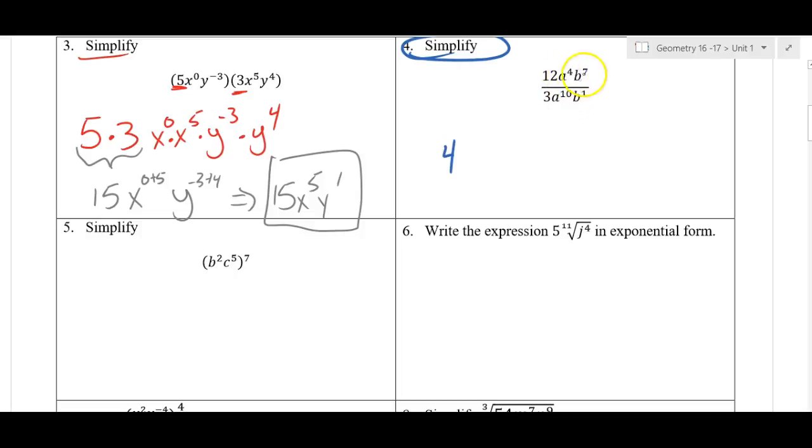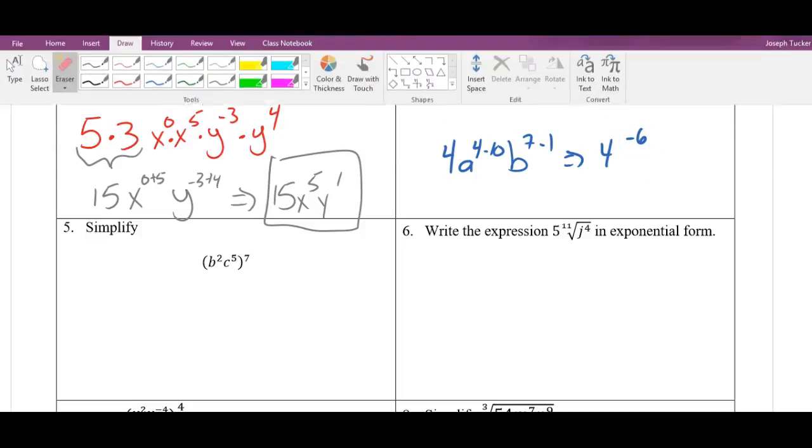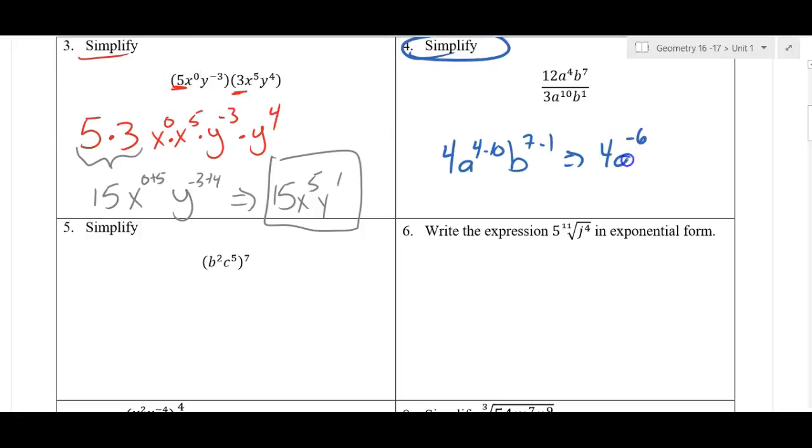Now up here with the variables with the exponents, I have to take the numerator exponent 4 and subtract it from the denominator exponent 10, and the same thing with the b to the 7th minus the 1. So what we get here is 4b to the -6th, I'm sorry, not b to the -6th, and mistakes happen. It's a to the -6th and b to the 6th.